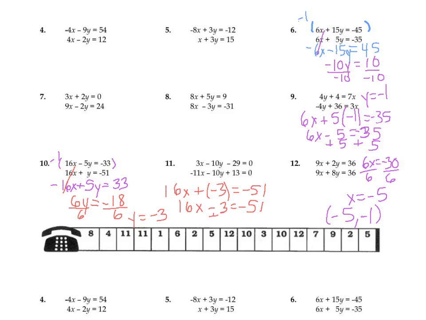Then we can add 3 to both sides, and we get 16x equals negative 48. Divide both sides by 16. And we get x equals negative 3 when we use our calculator. So now we have our x and we have our y, so our solution is negative 3, negative 3, which we can find on the front of the sheet.